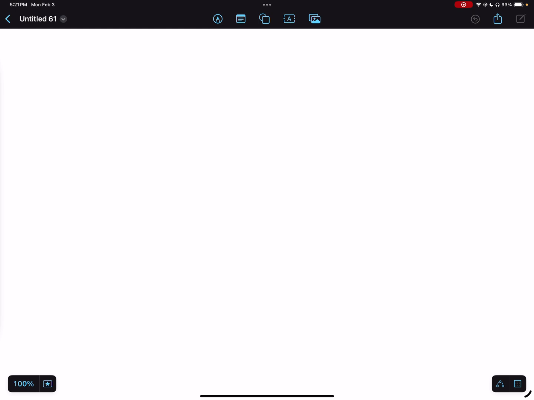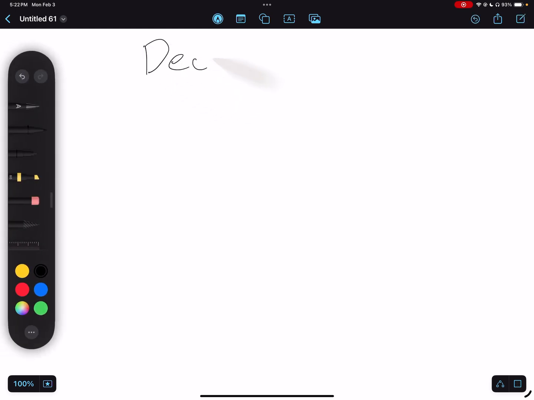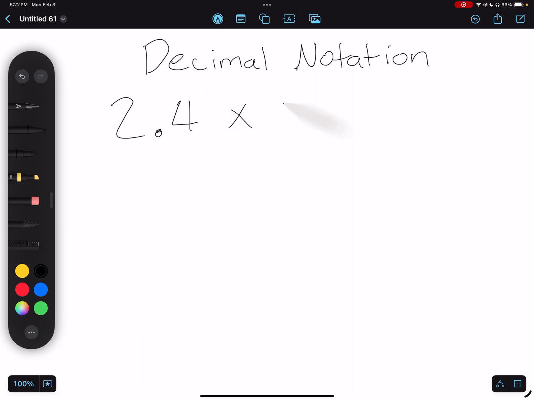I just wanted to send out a video of what we are doing this week as far as decimal notation. So I'll go ahead and write that, decimal notation. What we're doing today is multiplying decimals like this times 10, times 100, and times 1,000.